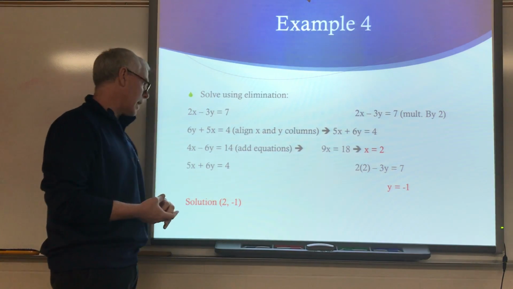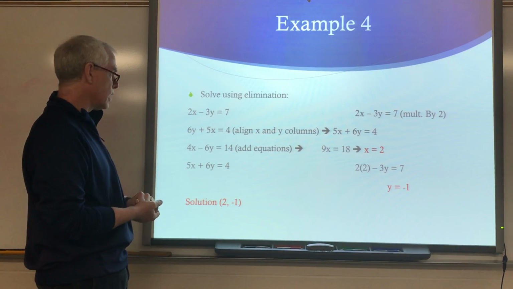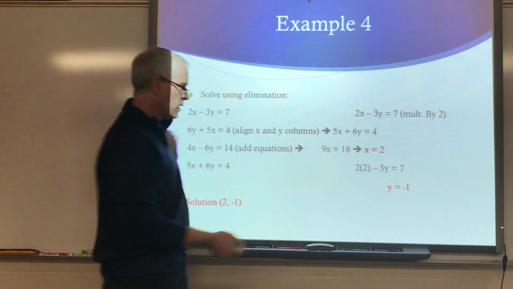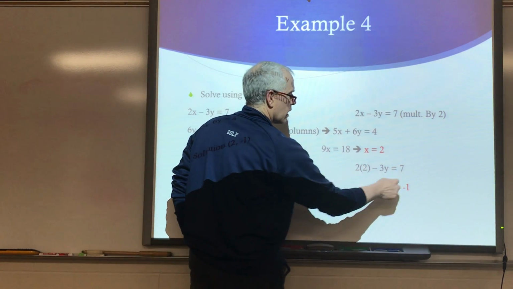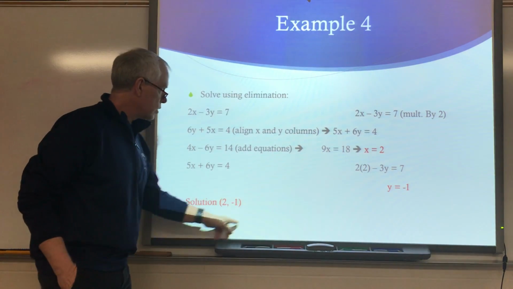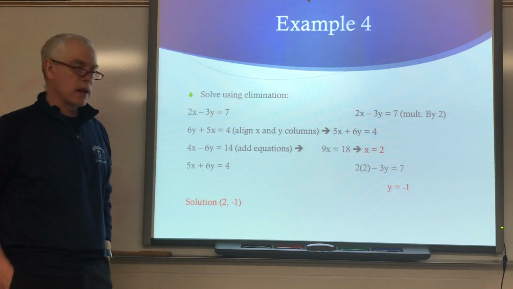And then I got to put that back into an equation, and it really doesn't matter. I chose to put it back into the first one, 2 times 2 minus 3y equals 7. If you were to solve there, that's 4. Subtract 4, you get 3. Divided by negative 3 is negative 1. So in the end, (2, negative 1) is your solution for that using elimination.